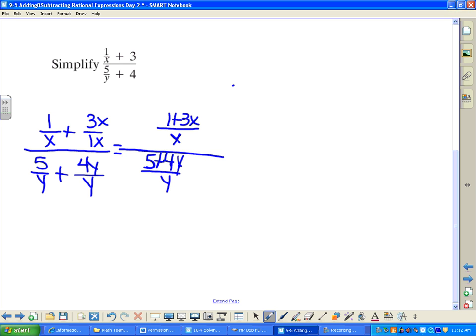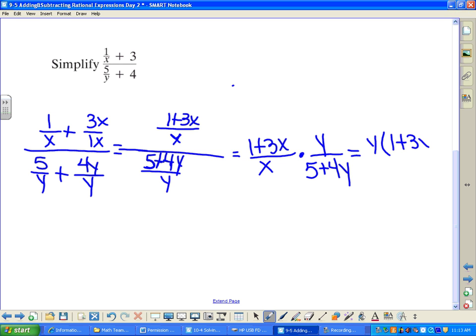So what this turns into is 1 plus 3x over x times, this is going to become, there you go. And if you multiply numerators and then multiply denominators, you end up with y times 1 plus 3x, that quantity, over x times the quantity 5 plus 4y. No longer do we have fractions inside of fractions. You see how I did that?